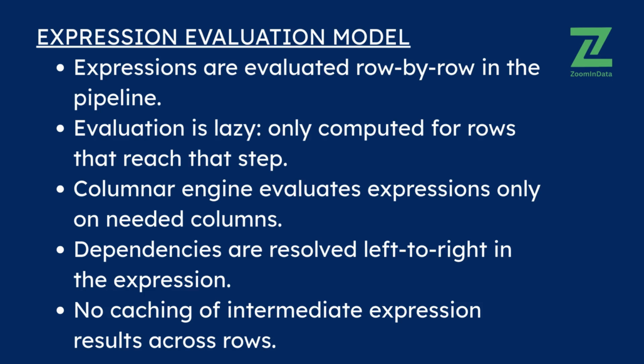Now let's look at the expression evaluation model. Expressions are evaluated row by row in the pipeline. Evaluation is lazy, only computed for rows that reach that step. Columnar engine evaluates expressions only on needed columns. Dependencies are resolved left to right in the expression. No caching of intermediate expression results across rows. This row by row, lazy model keeps memory low but means expensive expressions scale with row count.